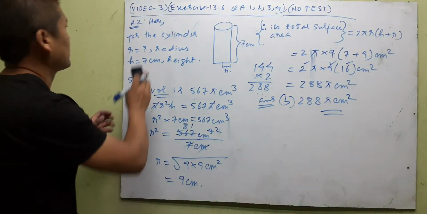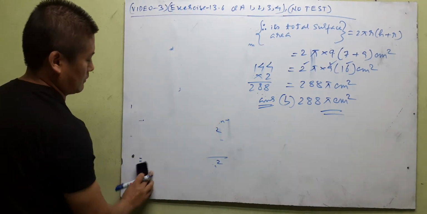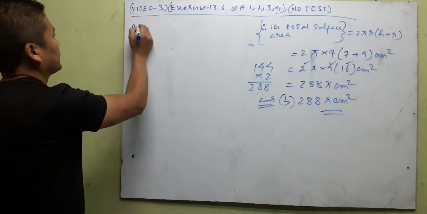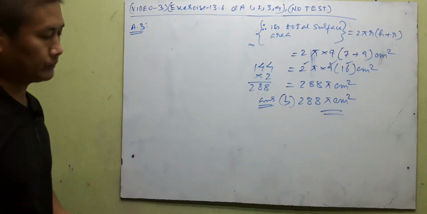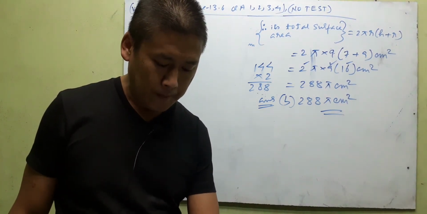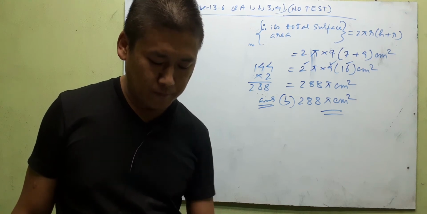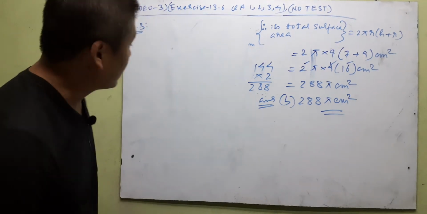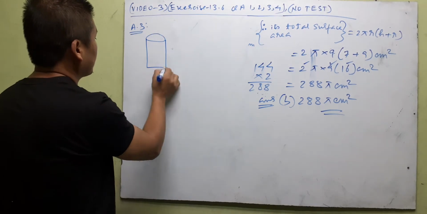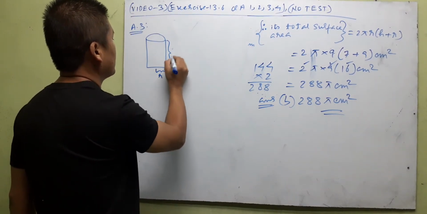Okay, and then next let us go to A3. Let me read the question. In a cylinder, if the radius is halved and the height is doubled, then the volume will become what? Choices are there. So this is the cylinder, first original, then r is the radius, let us say, and h is the height.